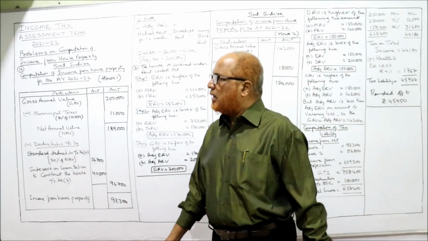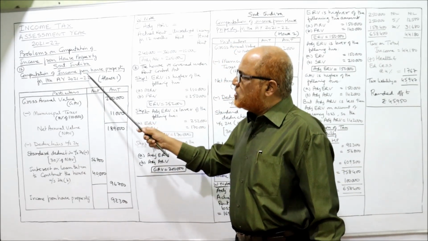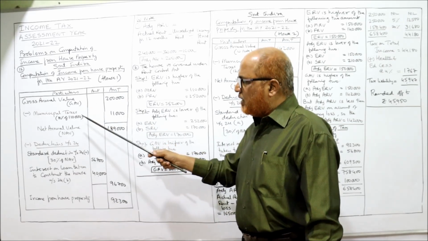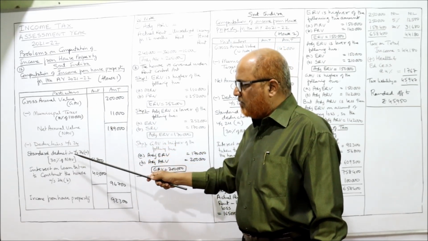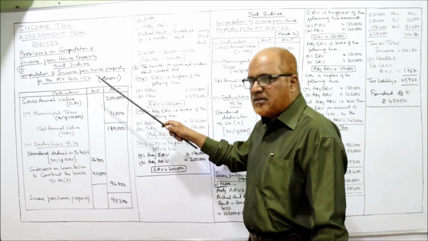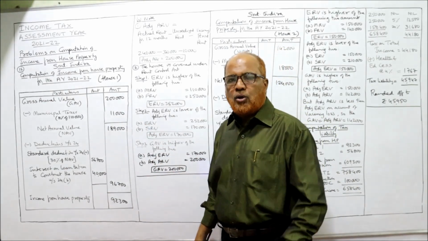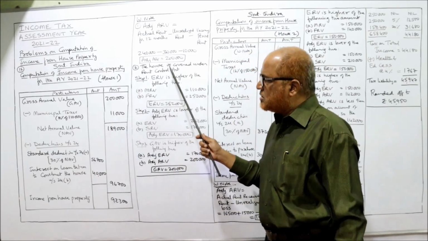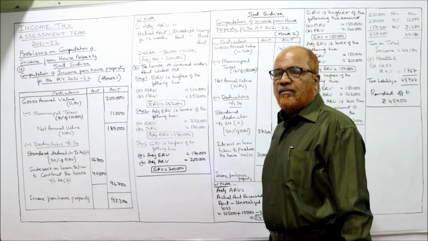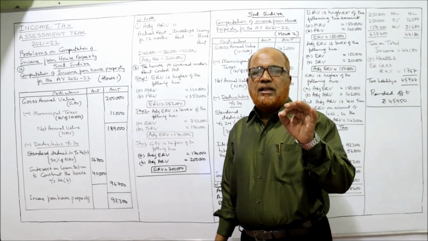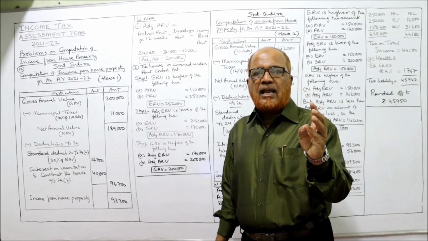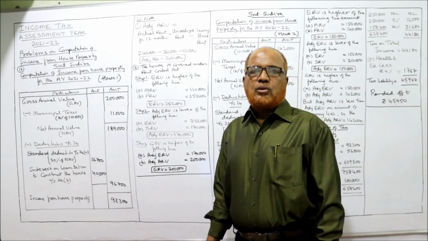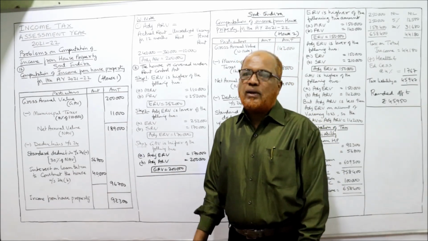First of all, house number 1. Srimati Indra, computation of income from house property for house number 1. GAV, gross annual value, municipal taxes, net annual value, deductions. Complete format. First of all, you have to make the format. Don't take the amounts; amounts will be taken after making the computations. Adjusted ARV. In this problem, the assessee is having unrealized rent and vacancy allowance also. So both should be deducted from the actual rent.